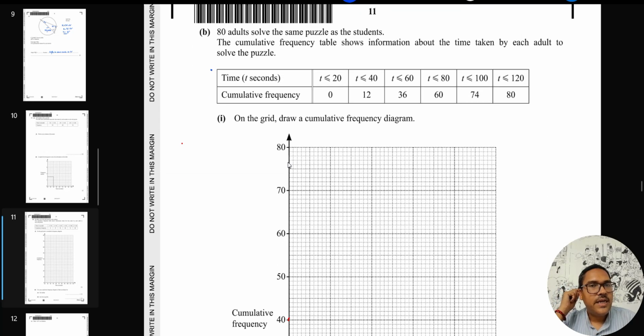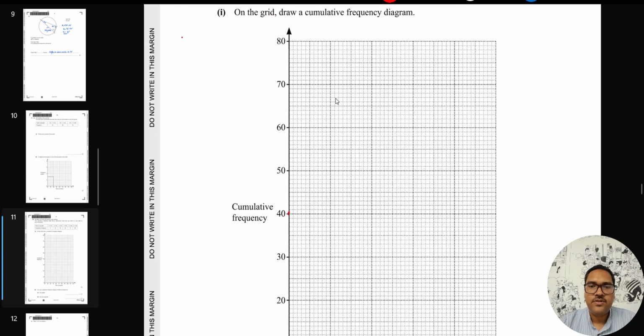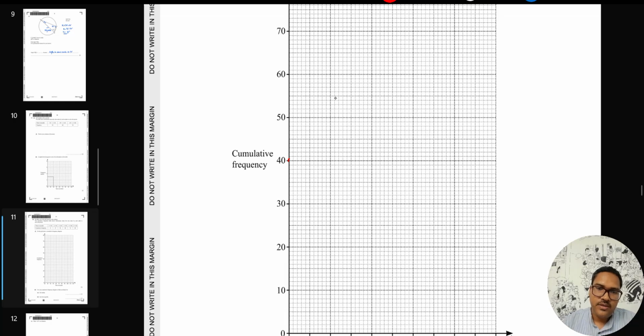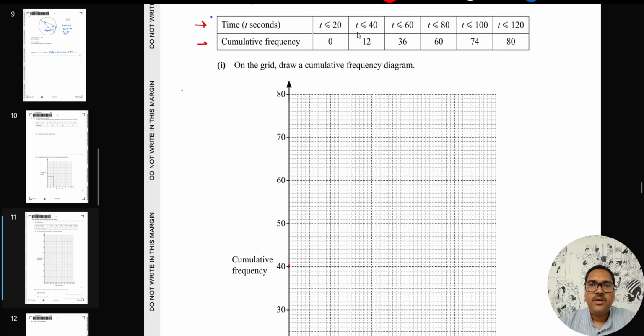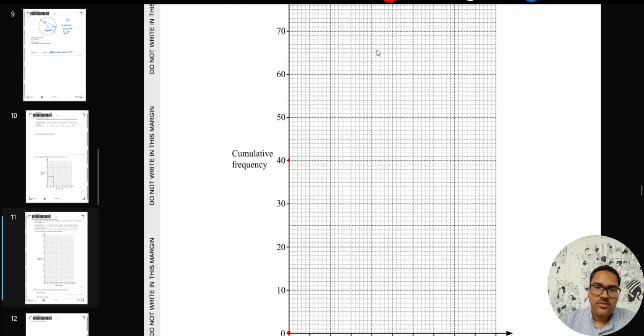Now let's solve the next part. The next part of the question: 80 adults solve the same puzzle, and the cumulative frequency table of this data is given to you. On the grid, you have to draw the cumulative frequency diagram. It is given that if time is less than or equal to 20 seconds, cumulative frequency is 0, so this will be at 0. Less than or equal to 40, this is 12.